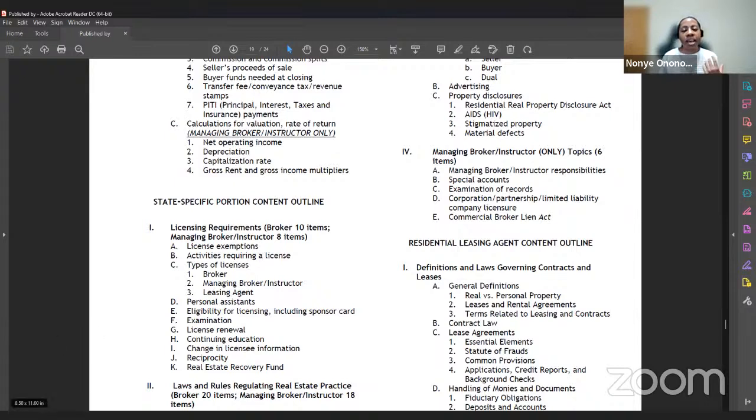Does it mean you can't hire an assistant to help you with certain things? Of course you can. However, your assistant can only do certain tasks. They can't perform all the duties that you can perform as a licensed person, okay? So some of the duties that will require a license, for example, holding an open house that's open to the public, that's 100% requires a license.